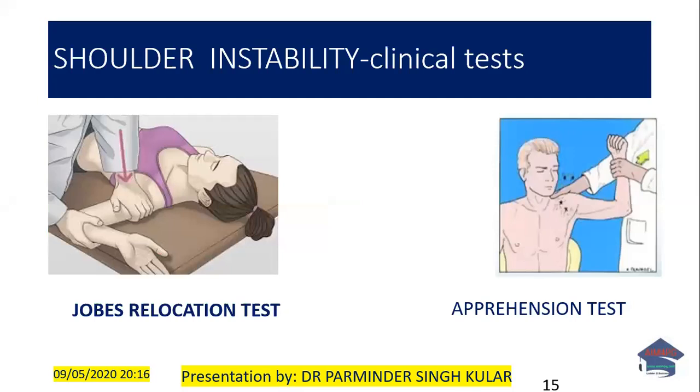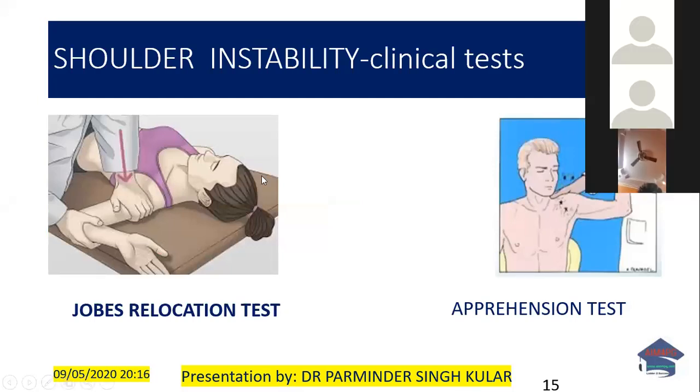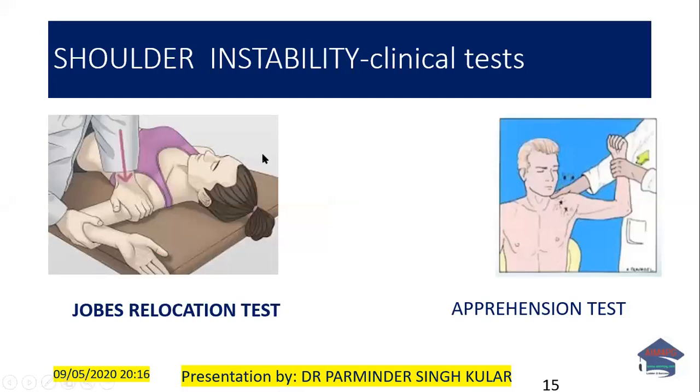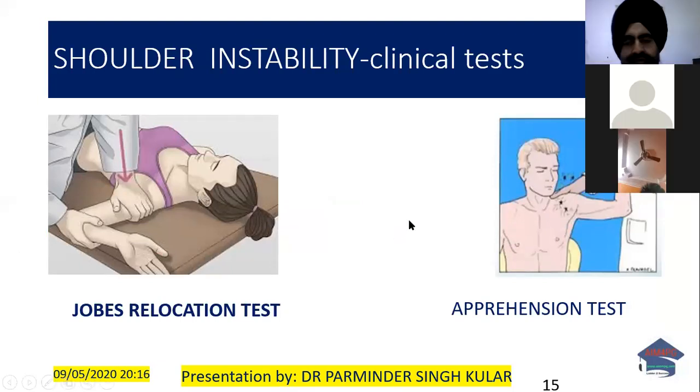This is the test for instability. It is the Jobe relocation test. If we try to abduct the shoulder and at the same time externally rotate it, as in the left side figure, and we don't give support, the shoulder will be slightly painful because it will try to dislocate from the glenoid.